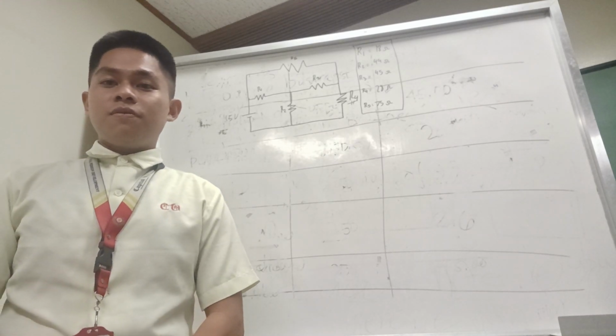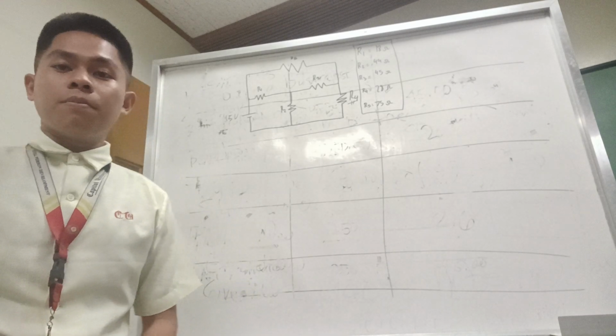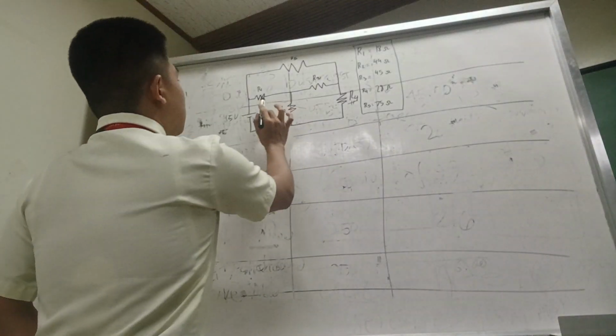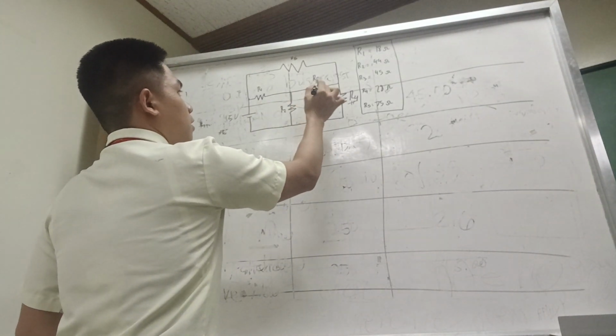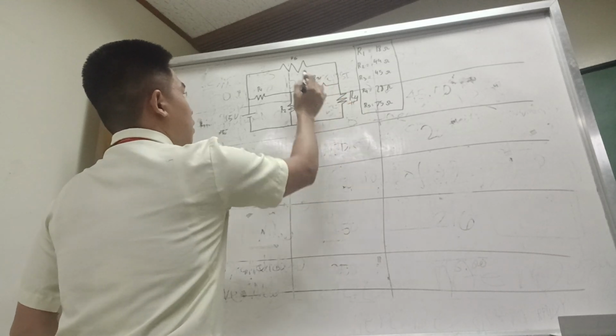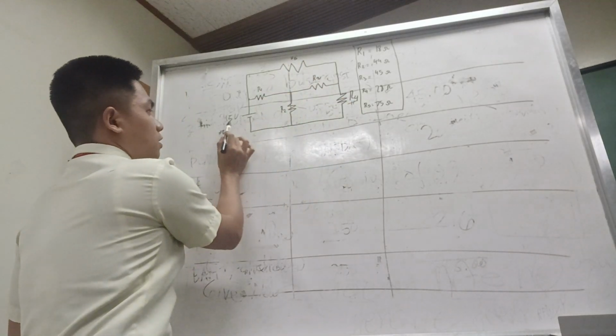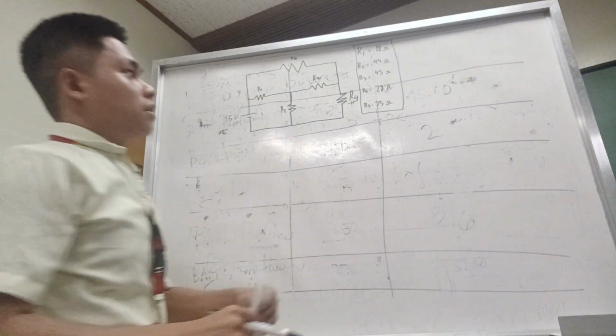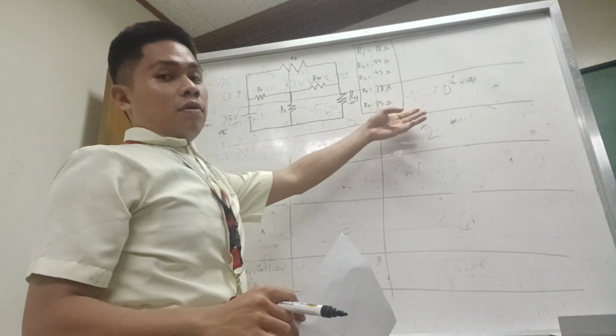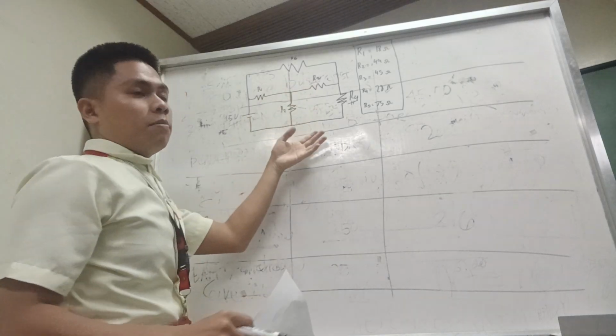Today, we're about to solve this type of circuit problem. This is R1, this is R2, this is R3, and this is R4, and this is R5, and this is the voltage, 15 volts. And this is the legend of this type of problem.